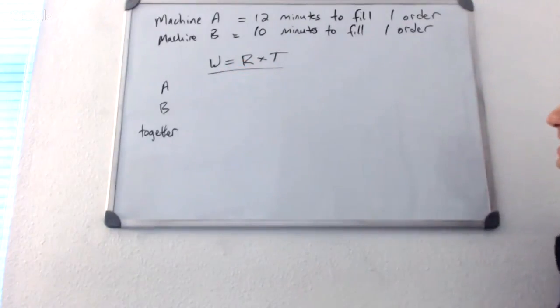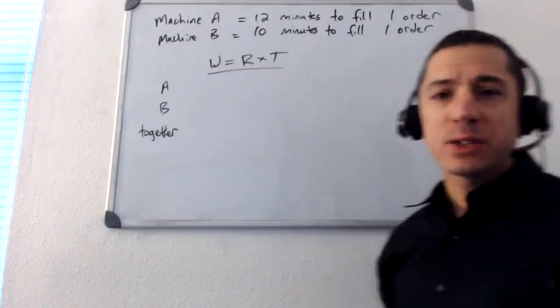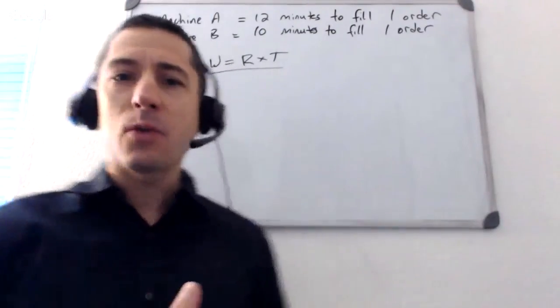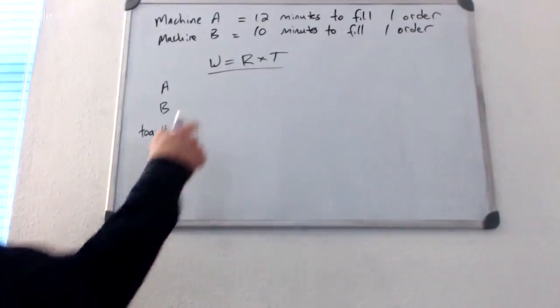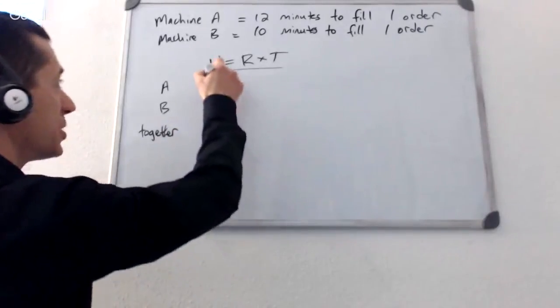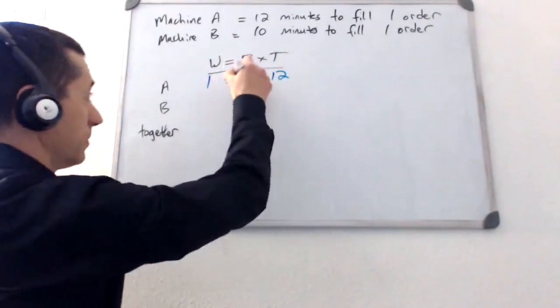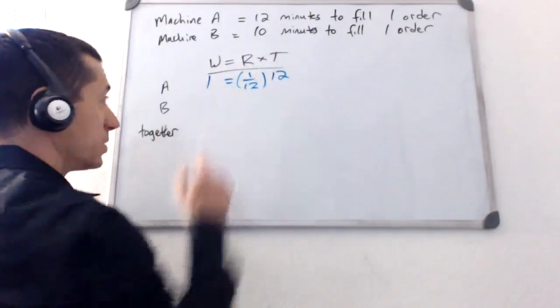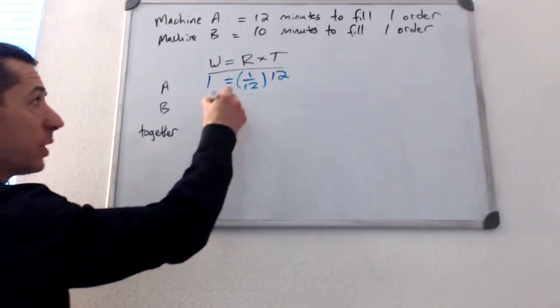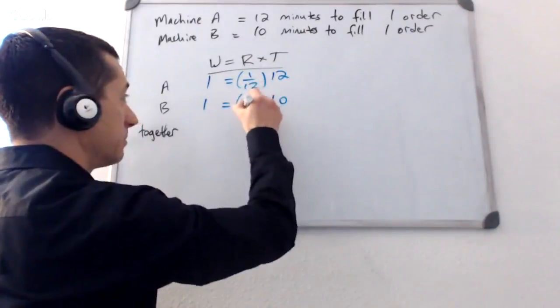Work equals rate times time. Whenever you have two things working together, you're always going to add their rates. So in this case, what's the rate for machine A? Well, machine A is producing one order, and it's doing it in 12 minutes. So what's A's rate? 1/12. What about B, one order, doing it in 10 minutes, 1/10.